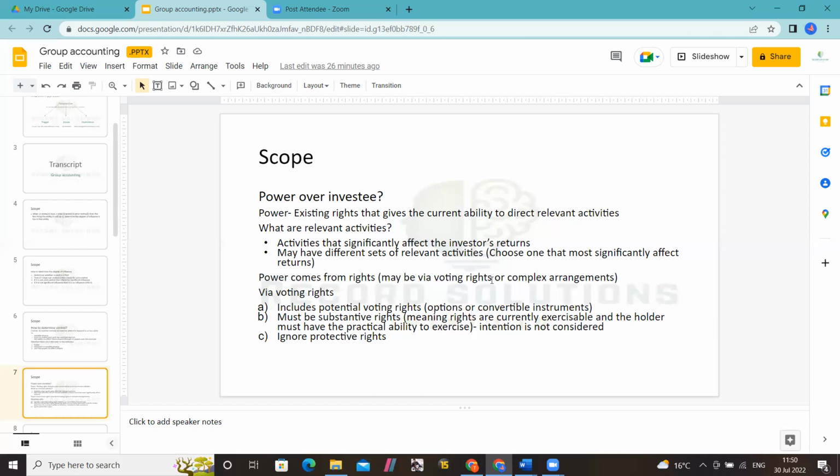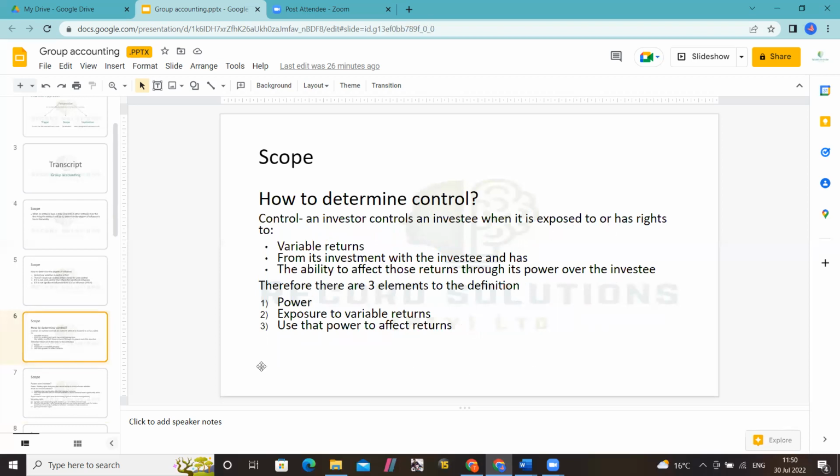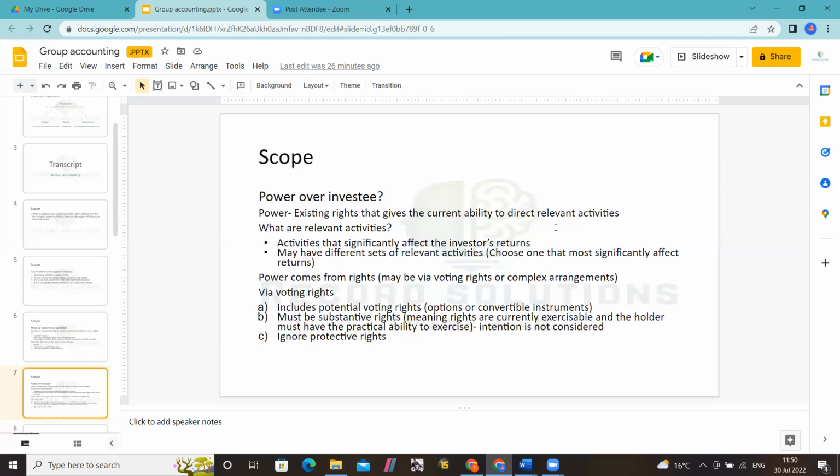Now complex arrangement is what I was explaining in the slide here. So when I explained relevant activities, with these complex arrangements, you will see they will not directly tell you that it's via voting rights. They will tell you the relevant activities exactly, and then they will tell you maybe that you have the authority to appoint 4 directors out of 6. If you have that authority to appoint 4 directors out of 6, do you see that you are actually controlling relevant activities? Why? Because directors control relevant activities.